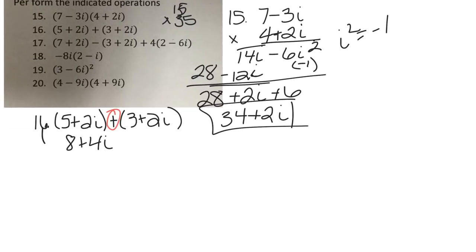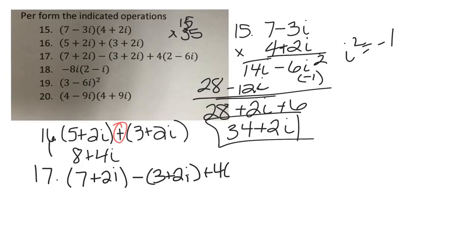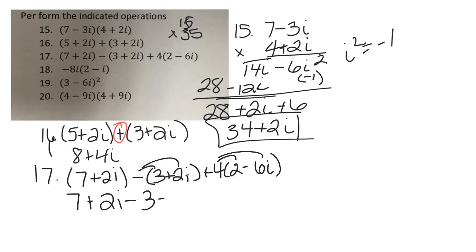Number 17 is 7 plus 2i minus 3 plus 2i plus 4 times 2 minus 6i. So I'm going to distribute this 4 first. And I like to distribute the negative, just to remind myself. So I get 7 plus 2i minus 3 minus 2i plus 8 minus 24i.